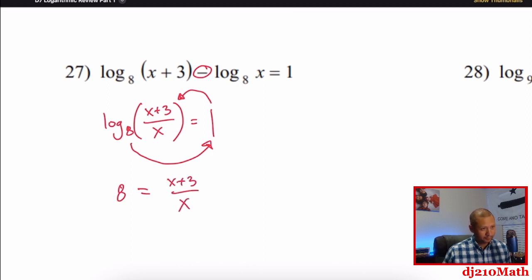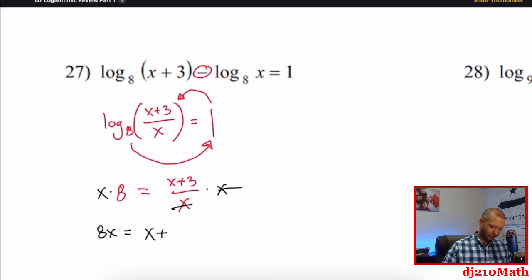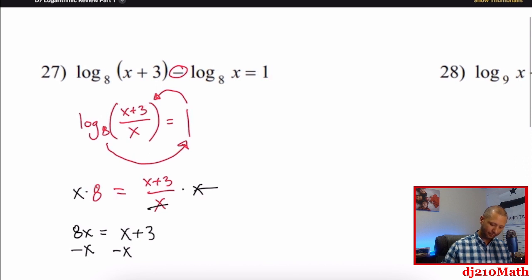Okay, solving for x, right? We need to get x by itself. Multiply both sides by x. So 8x is equal to, the x's cancel on the right, x plus 3. Subtract x. So 7x is equal to 3. Divide both sides by 7. x is equal to 3/7.